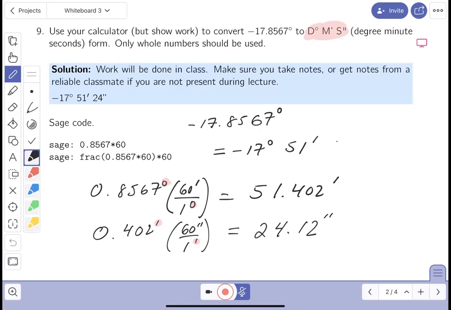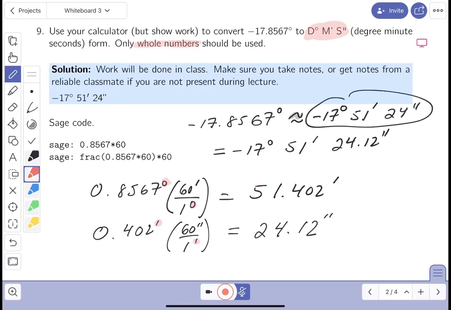All right. I could write that down, and I could say I'm done. But I really didn't read, and I want to go back and read it to you. They want me to report everything in whole numbers. So I've got to approximate this thing over here. So what I'm going to do is approximate this now using whole numbers. Minus 17 degrees, 51 minutes, and rounding it up to a whole number, it will be 24 seconds. Look at the answer. I feel good about that.